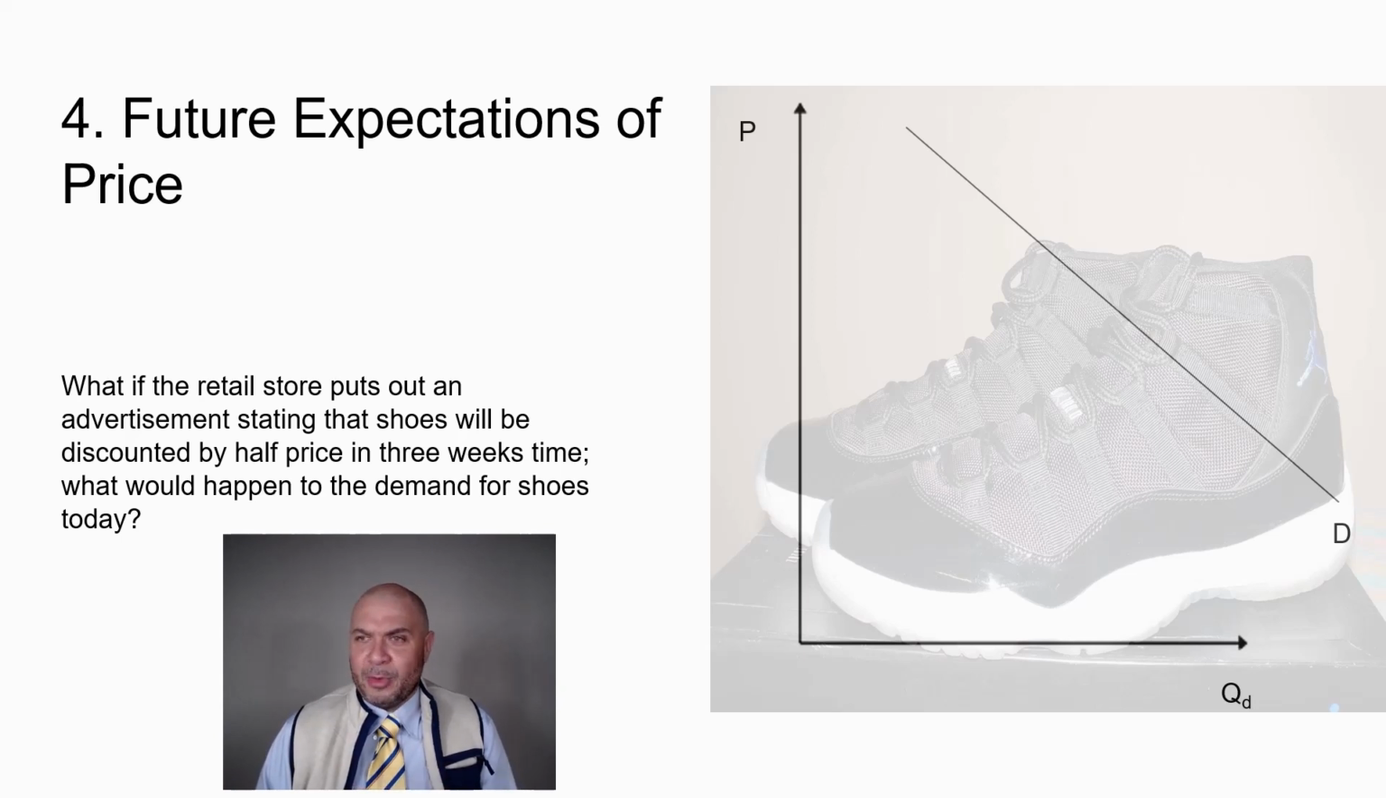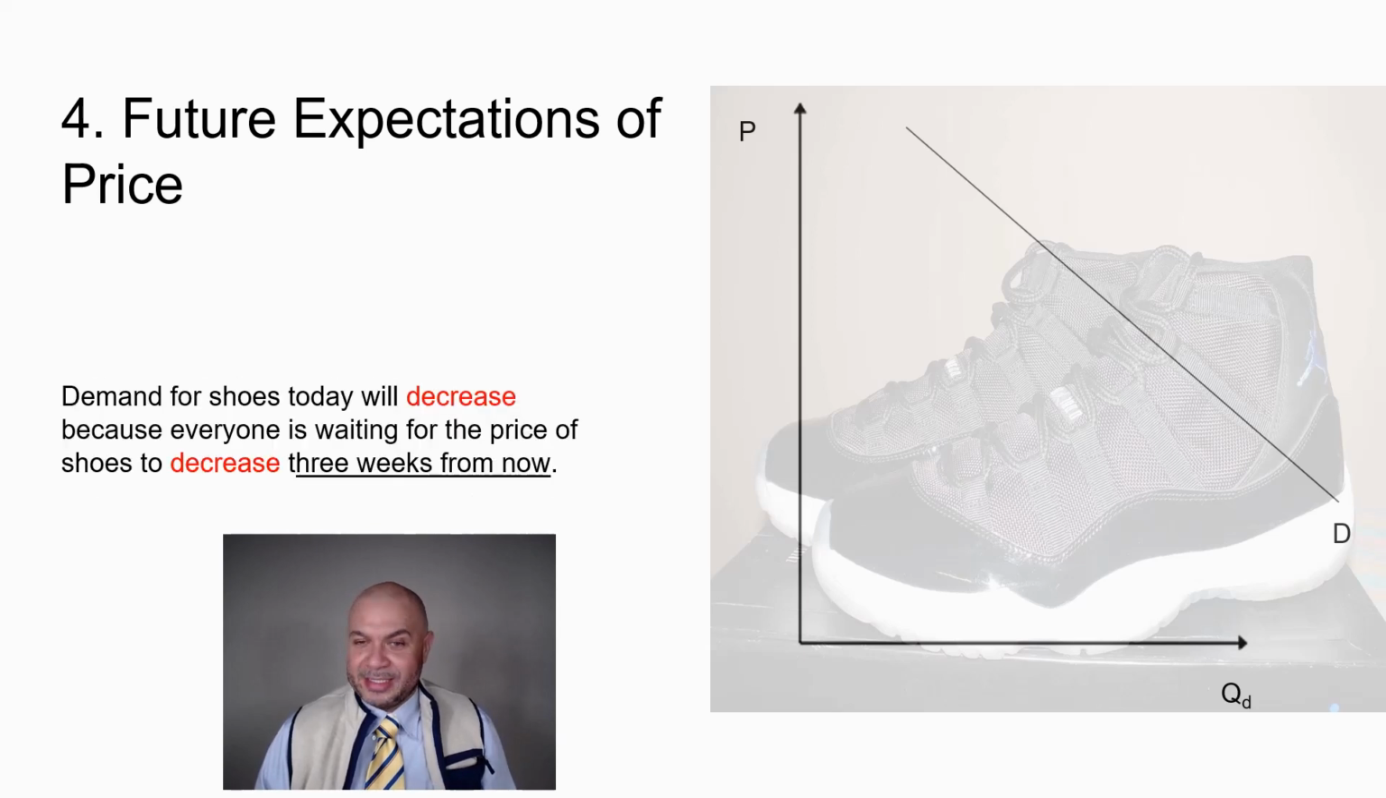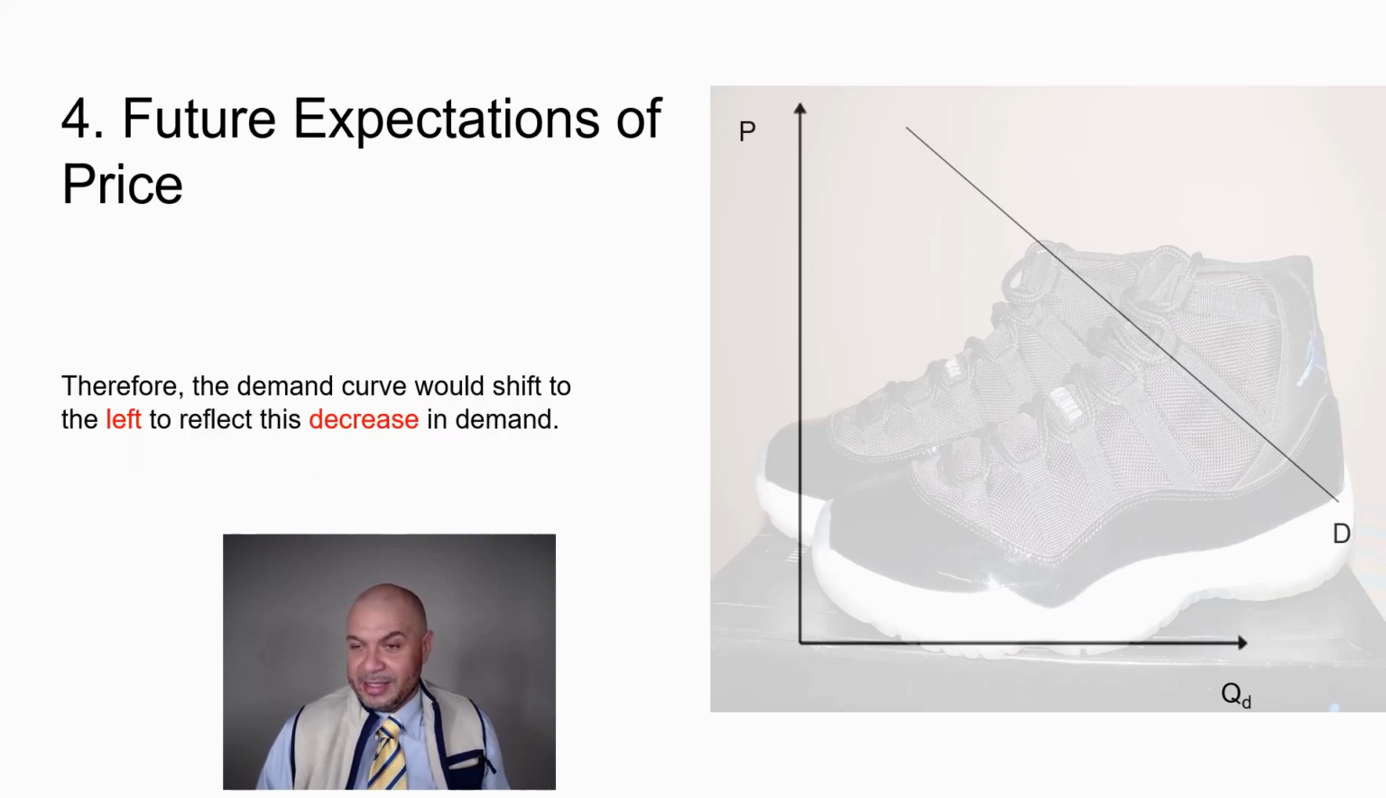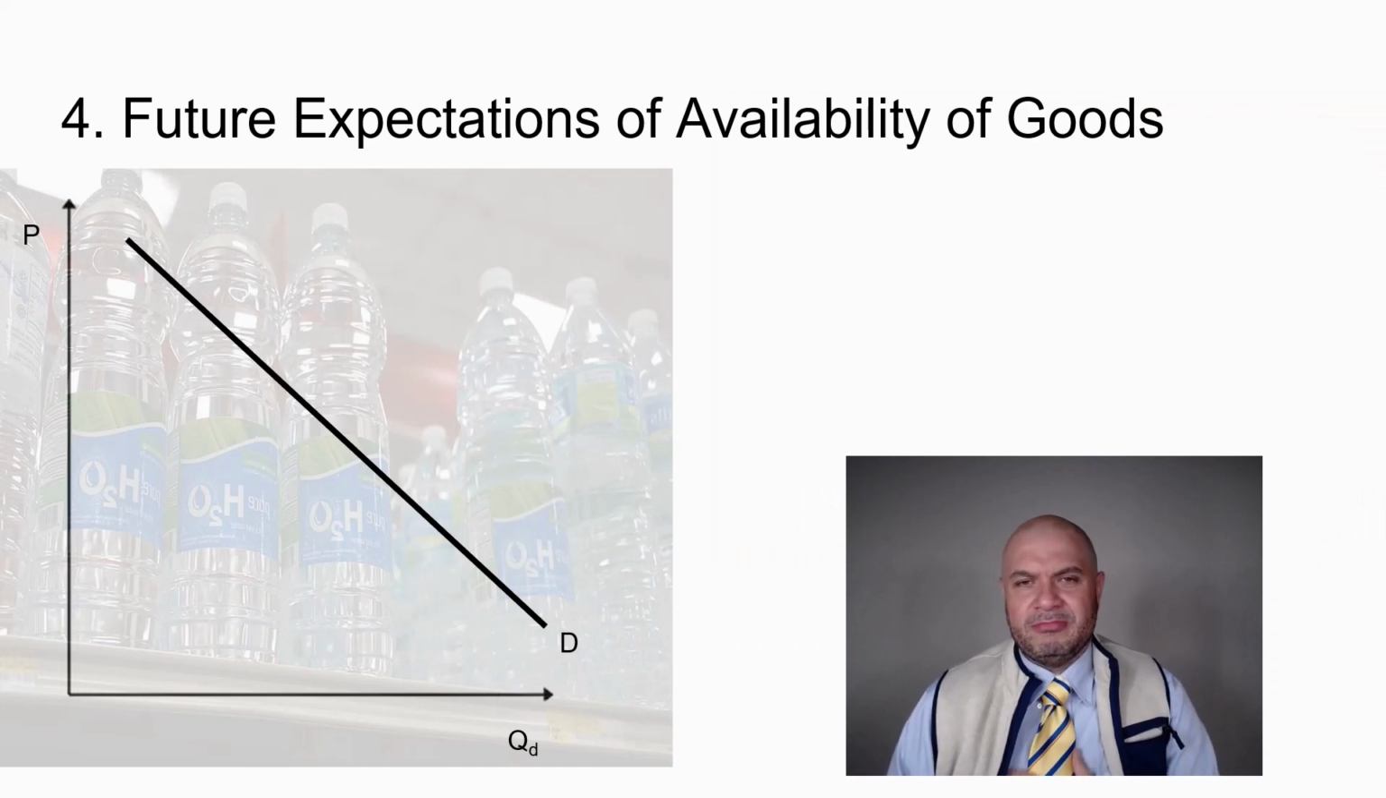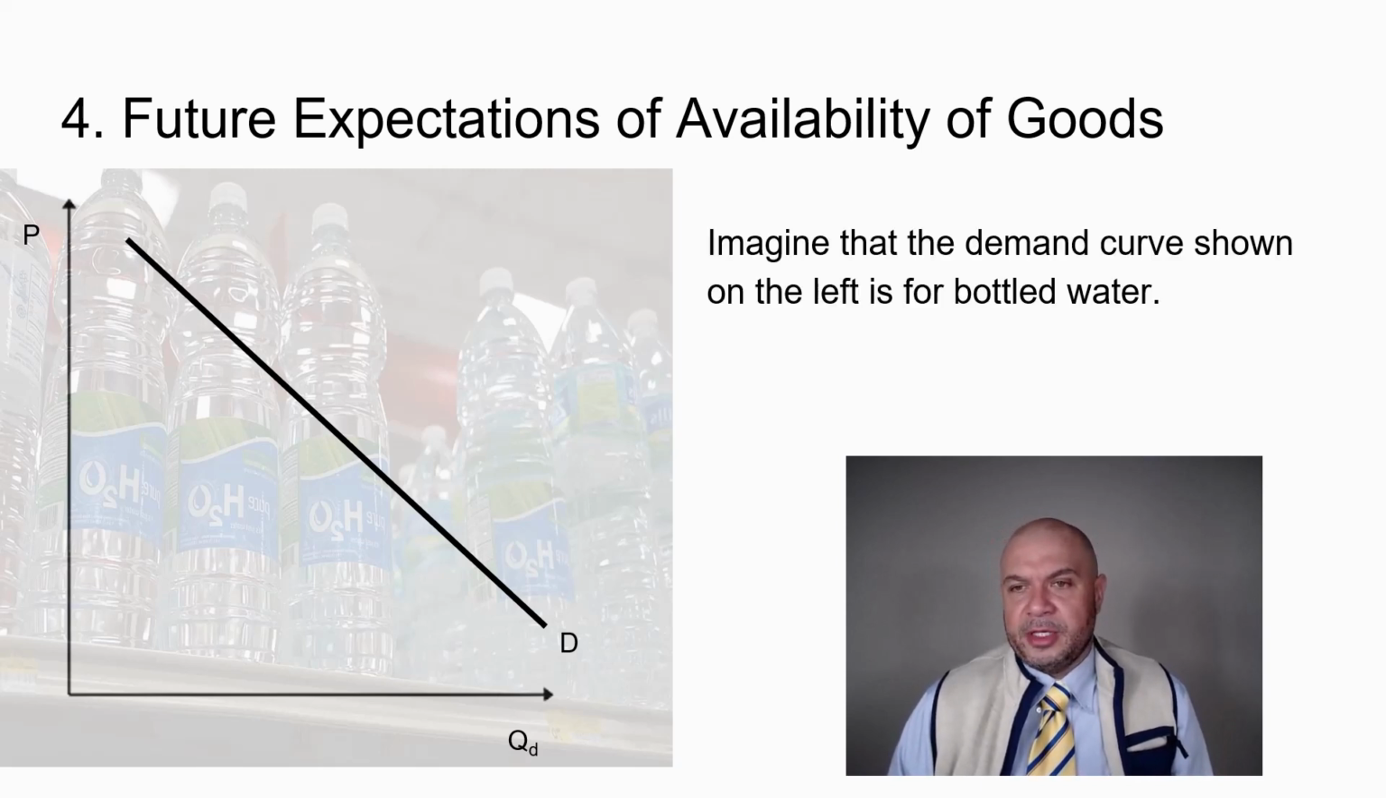Me personally, I would wait 3 weeks from now. But if I'm waiting 3 weeks from now to buy these shoes, what's happening to the demand for those shoes right now? You guessed it, the demand is decreasing. So therefore the curve shifts to the left because everybody's waiting for the shoes to go on sale, right? See, not that hard. This stuff is kind of common sense if you allow it to be. You just have to think through it a little bit. All right, so future expectations of availability of goods.